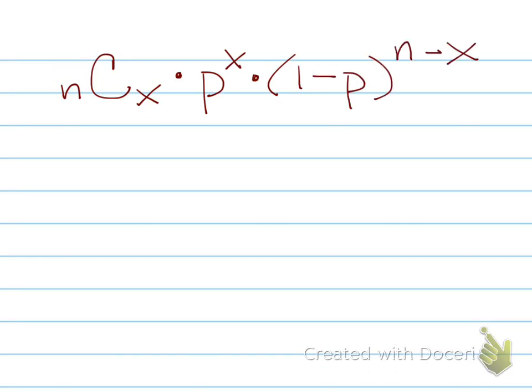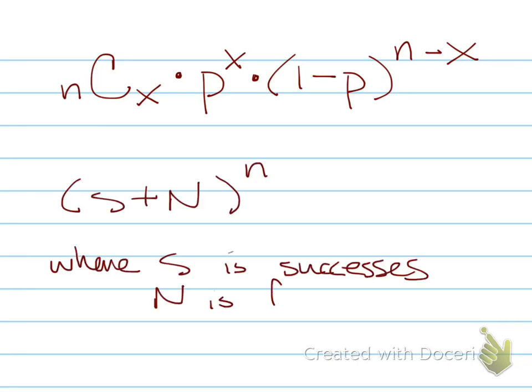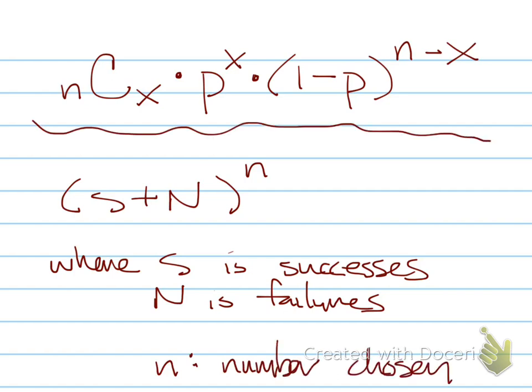Here's the formula that you can use for binomial probabilities. You can likewise use a similar expression that is used in tandem with Pascal's triangle. So you can use the binomial theorem that was previously discussed and use the expression s plus n to the nth power, where s is the number of successes, n is the number of failures, and n is the number that you're choosing.